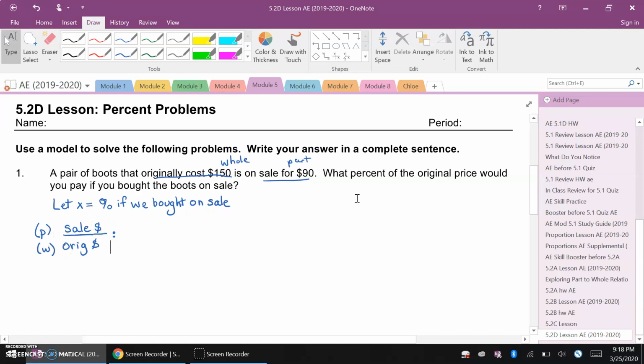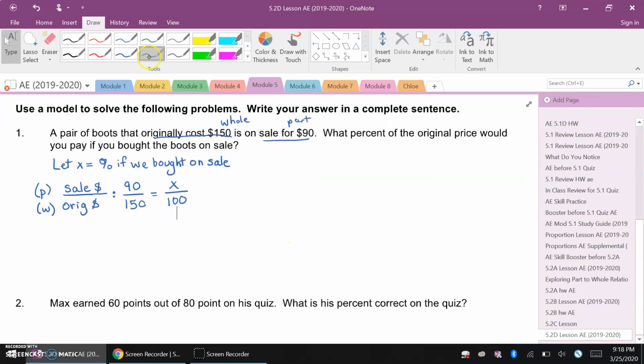Looking back at the problem, we know that it's 90 and we know that we have 150 as the original. But we have nothing to go on the other side because we're looking for the percent. So the X is going to go on top, and because percent means out of 100, that means the 100 will go on the bottom.